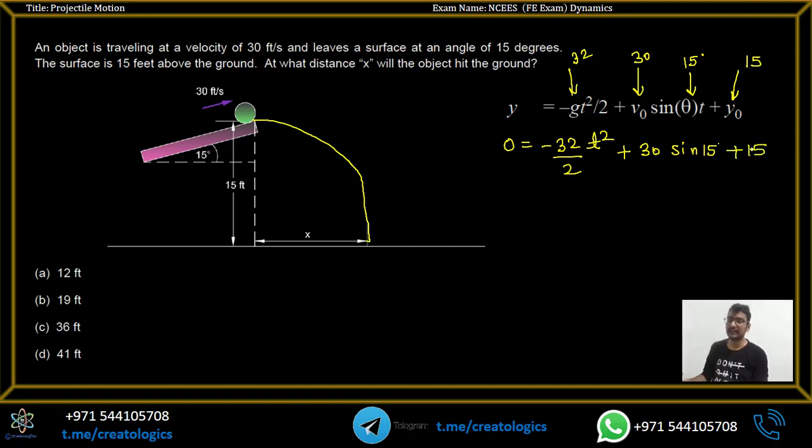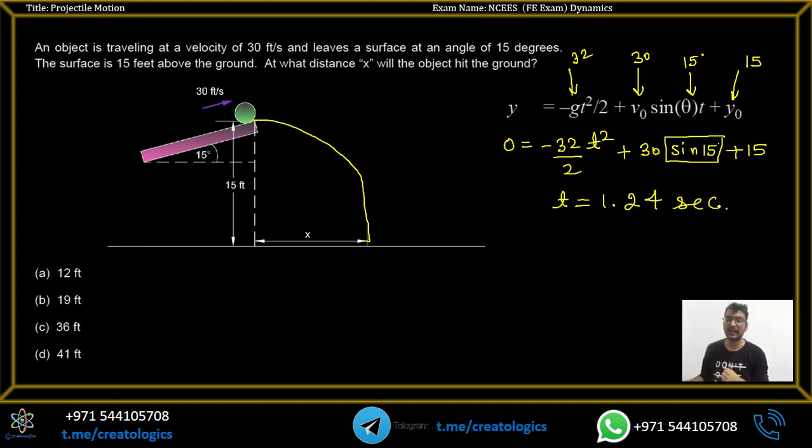Using this we need to find the value of t. When we solve it, you can use the calculator to get the value of sine 15 degrees, and at the end you will get t equal to 1.24 seconds. I'm using the calculator directly. So after 1.24 seconds the ball will hit the ground.